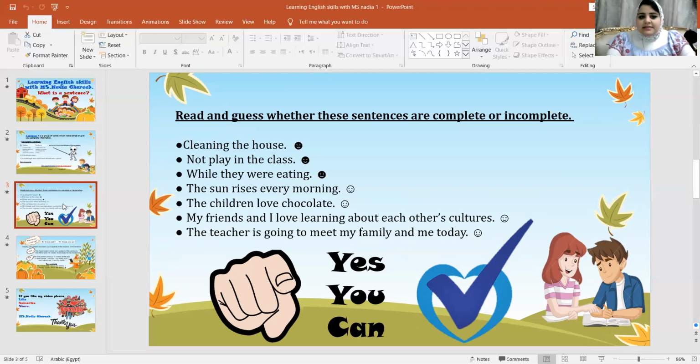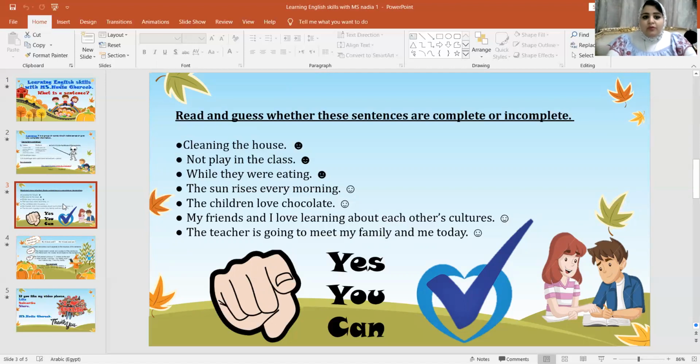The first sentence: Cleaning the house. Cleaning is the verb. It begins with a capital letter and we have a full stop at the end. But who is cleaning the house? I don't know. So is it complete? No. Why? Because I don't have a subject here. I already have a predicate, but I don't have a subject. So this is an incomplete sentence, a wrong sentence.